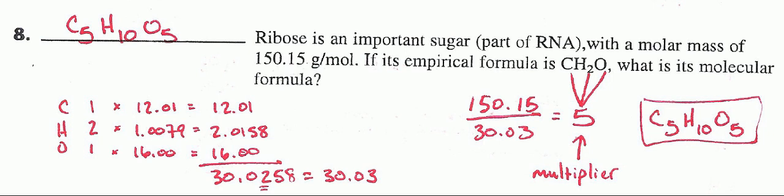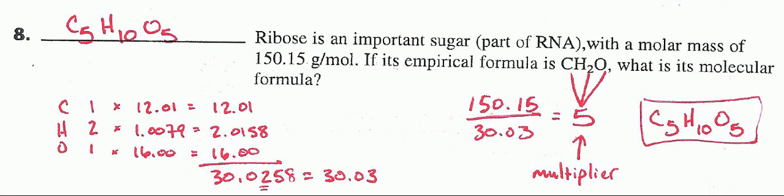Remember, I need a multiplier. If I'm trying to go from empirical formula, which I am, I'm going from empirical formula to molecular formula, I need a multiplier. Looking at this empirical formula, I know that the ratio of 1 carbon to 2 hydrogens to 1 oxygen has been reduced from something. It's been reduced by some factor. If I can find out what that factor is, I can simply multiply all of the subscripts in the empirical formula to generate the molecular formula.